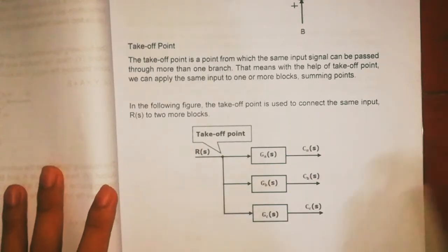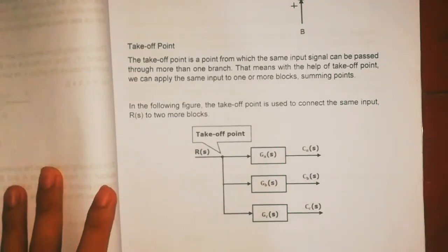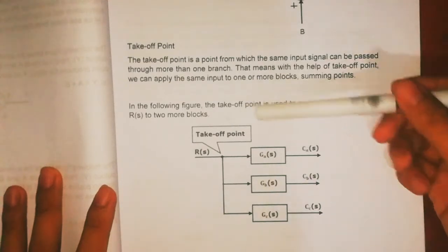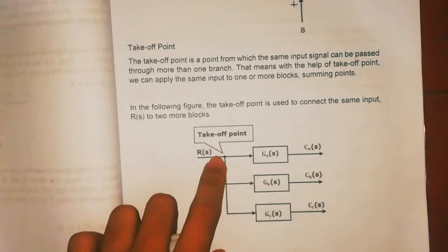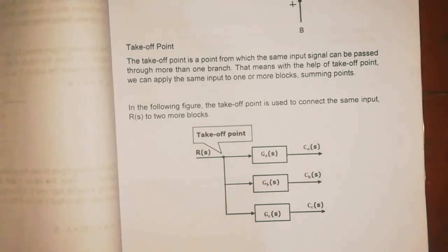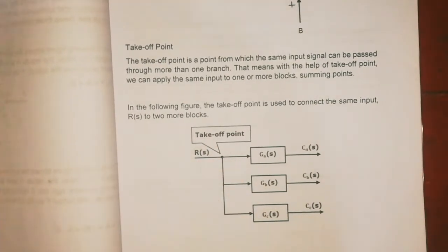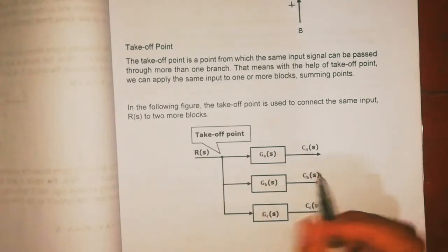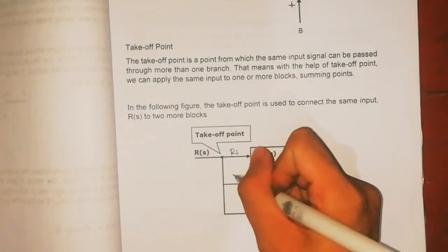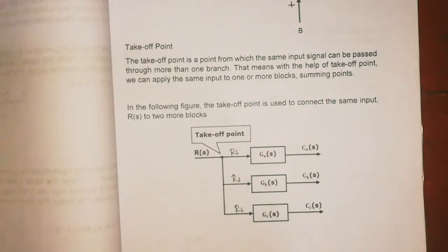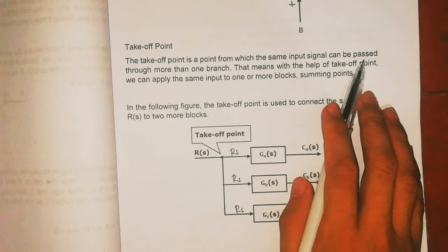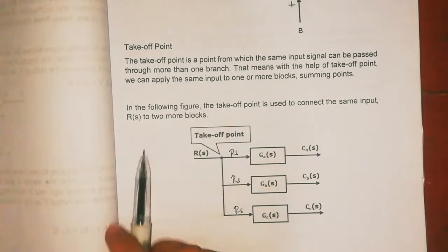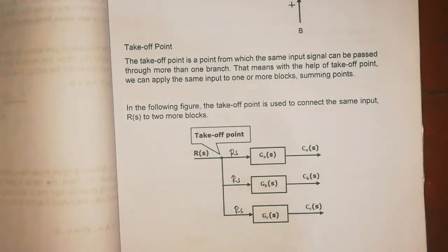So yung takeoff point is kinoconnect niya yung mga inputs, yung mga signal. So for example, meron tayong input na R(s), so kinoconnect niya yung mga input signal gaya ng nasa figure. Then pag lumabas siya dito, R(s) pa rin siya. Same input yan, same input. So ayan siya, same input signal can be passed through more than one branch. So same lang yung mga input signal niya pag ginamitan mo siya ng takeoff point.